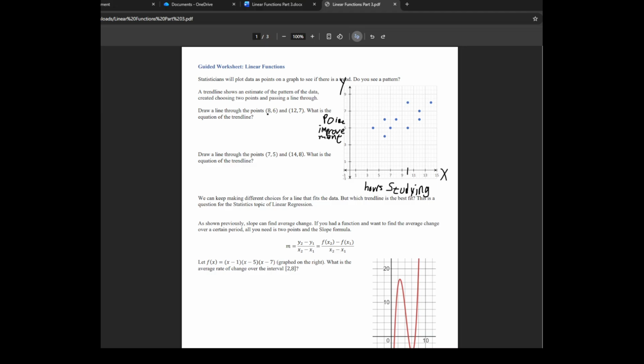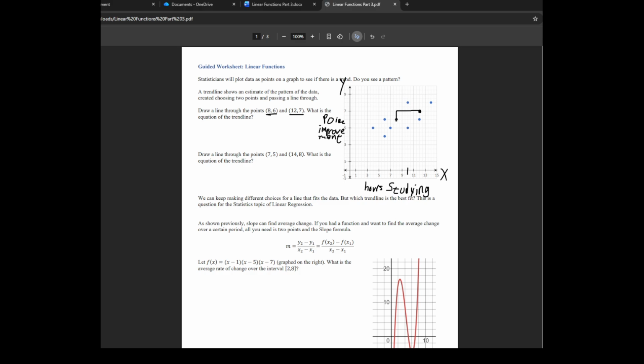Let's first look at the points 8, 6 and 12, 7. So 8, 6 is right here, and 12, 7 is this point right here. We're going to find a line that fits these 2 points. So I'm going to make a triangle. We're going to see how far we go up, how far we go over. Just find the slope.